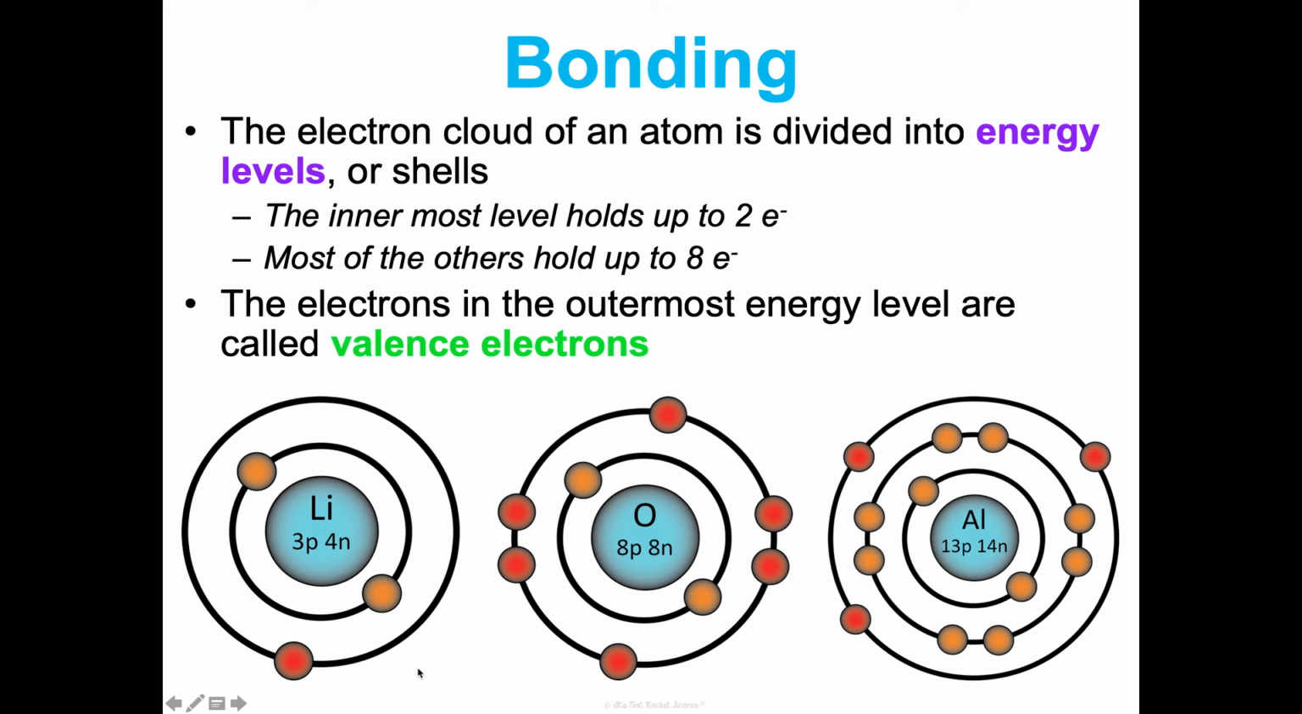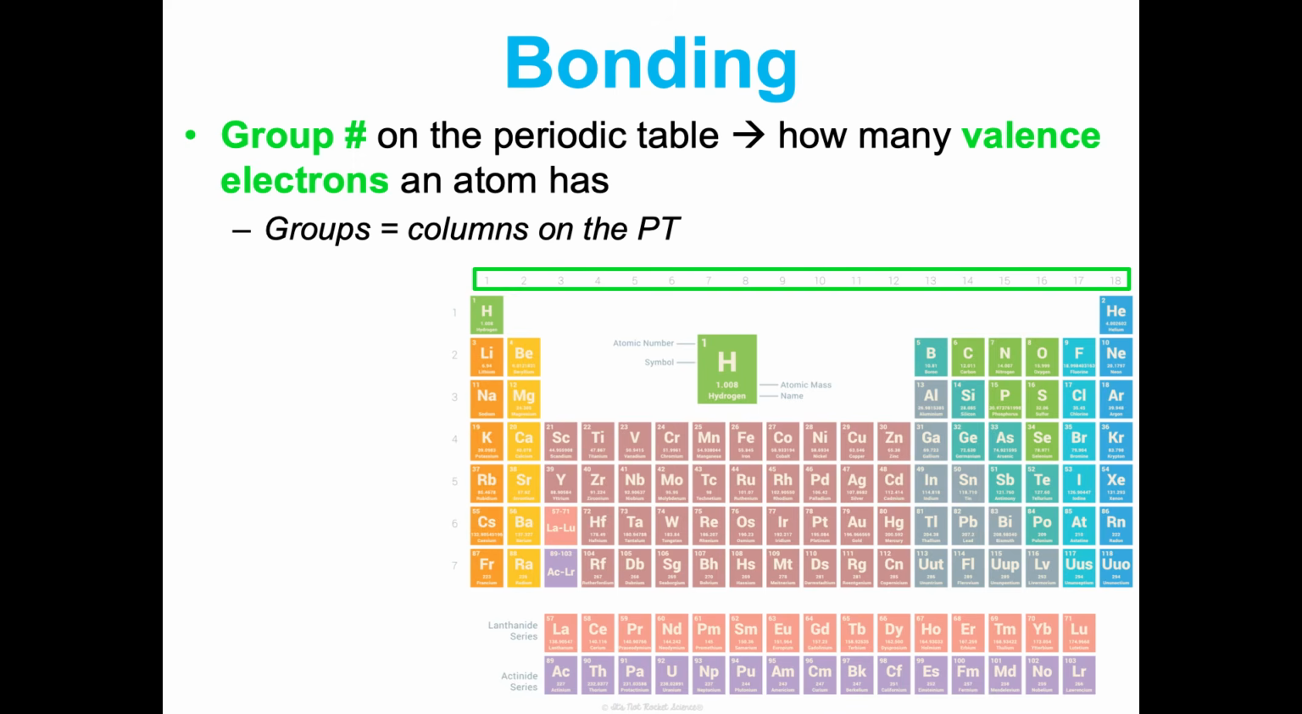Okay, it needs to lose this one, or gain 7. Well, what do you think is going to be easier? It's going to be easier just to lose that 1. Look at oxygen. To get 8, it needs to either lose 6 or add 2. It's probably going to add 2. And then aluminum has 3, so it either needs to lose these 3 or gain 5. So it's going to be easier for it to lose 3.